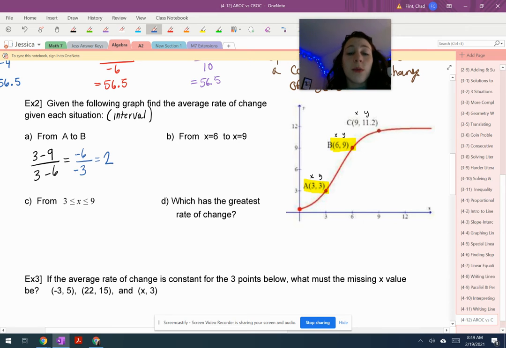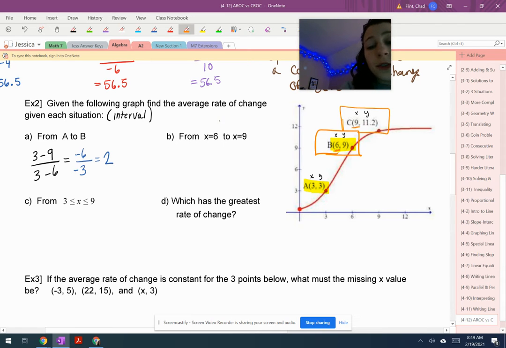Okay, so part B wants us to find the average rate of change from x equals 6 to x equals 9. Okay, well, that's not a huge deal. That's talking x equals 6. That would be point B that has an x value of 6. And an x value of 9 would be point C. So this is really talking about from B to C.